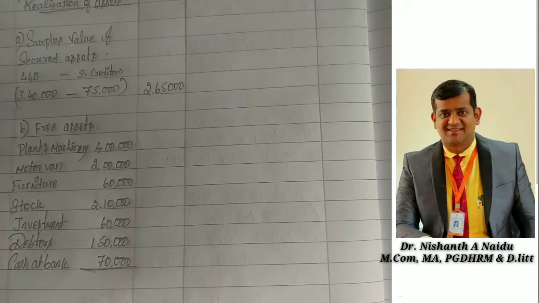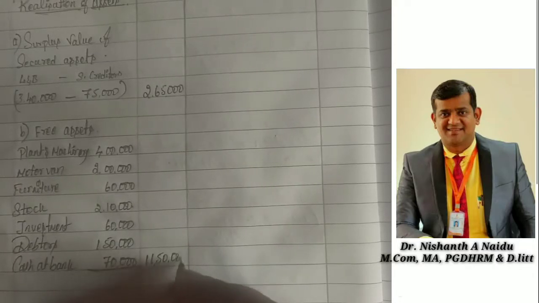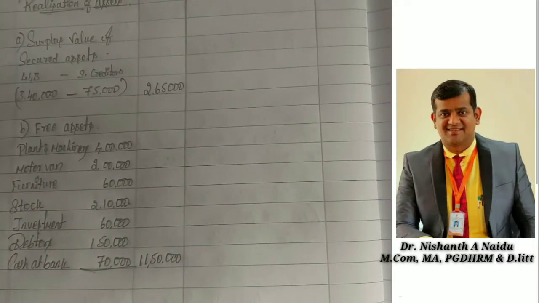So now calculate and total it. That is 4 lakh plus 2 lakh plus 60,000 plus 2 lakh 10,000 plus 60,000 plus 1,50,000 plus 70,000. So total it is 11,50,000. Okay, so that's all assets realized.